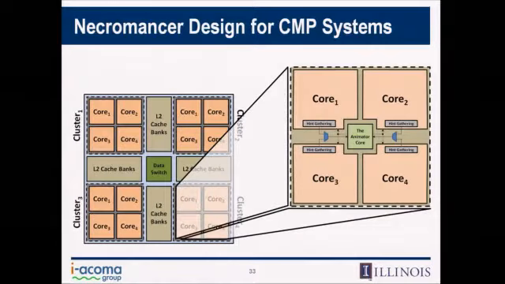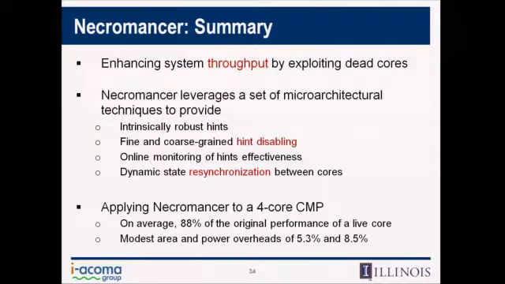And this is the slide that describes how we apply Necromancer to a larger CMP system. In summary, we're going to use Necromancer to enhance the throughput of the system by exploiting dead cores, and we leverage a set of microarchitectural techniques to provide intrinsically robust hints, fine and coarse-grained hint disabling, online monitoring of the hint effectiveness, and also dynamic state resynchronization between the two cores. Applying Necromancer to a 4-core CMP, on average, we get 88% of the original performance of a live core, and this comes with a modest area and performance overhead of 5 and 9%.